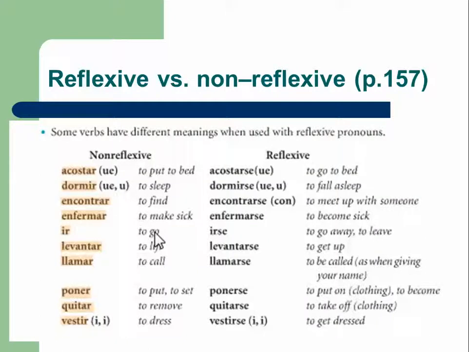Poner, to put something or set something, right? We learned that last chapter. But when you put something on yourself, it's usually clothing, or to become something, you put a mood on yourself, essentially. You become happy, you become sad, you become angry, you become whatever. Quitar is to remove, or to quit something, but quitarse is to take something off yourself. You're removing something from yourself, so therefore you're taking something off.